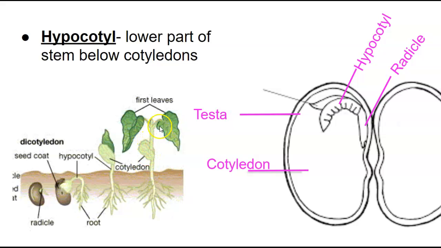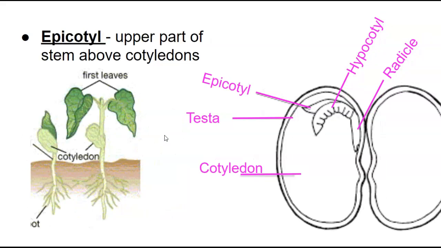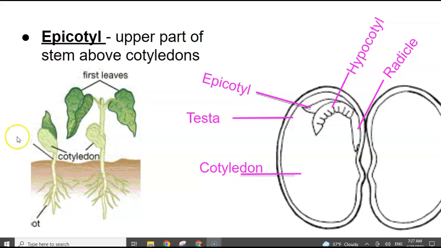And then the upper part of the stem is going to be called the epicotyl. And remember, we've learned about epidermis. Epi means over, on top of, or above. We have it on our diagram just as the top part right here.